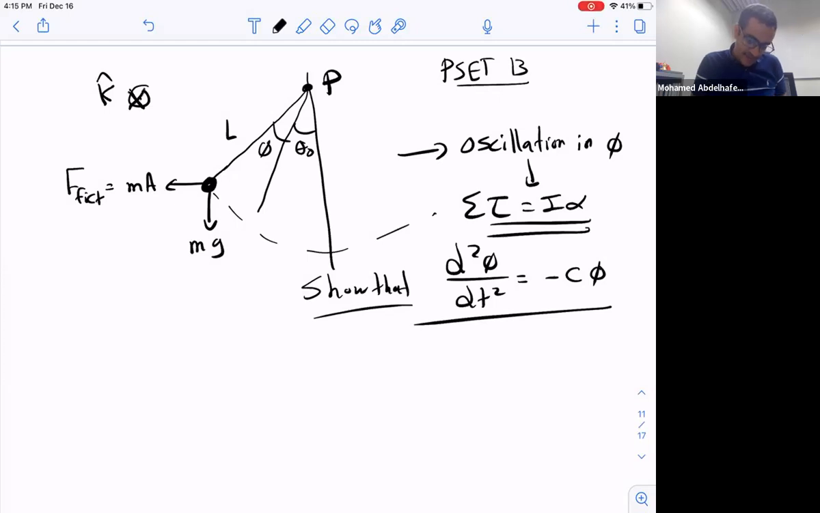Into the page. Yeah, I'm going to choose into the page. So let me quickly remind you of the approach. If you do it with MG and MA, why did I pick K hat into the page here?